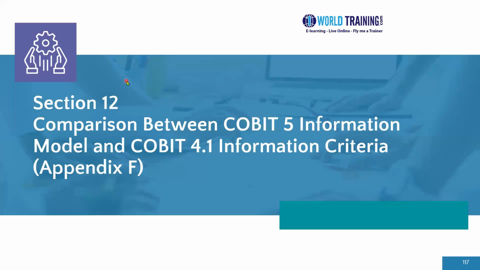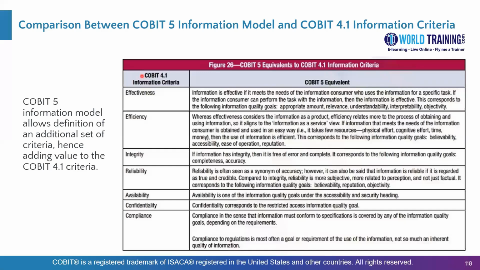Welcome to section 12. In this section, we will do a comparison between the COBIT 5 information model and the COBIT 4.1 information criteria. And this is taken from Appendix F of the main COBIT 5 guide. We will put more emphasis on the COBIT 5 information here as compared to COBIT 4.1. However, just to get started, COBIT 4.1 has 7 information criteria.